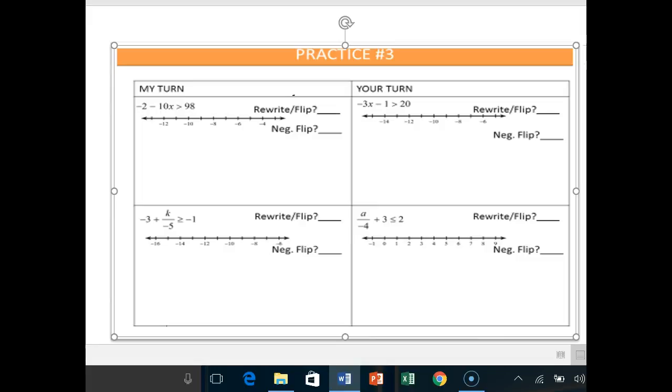This is going to be the same setup as the first one, where I do the my turn problem, ask you to pause the video, and then try and do the your turn problem. Please make sure that you're showing all work just like I do. Please make sure you're graphing, and then come show me your notes at the end of this video so I can check to see if you have the correct answer.